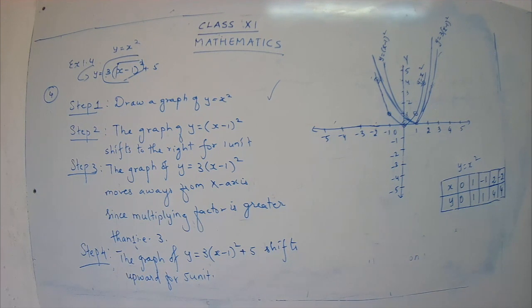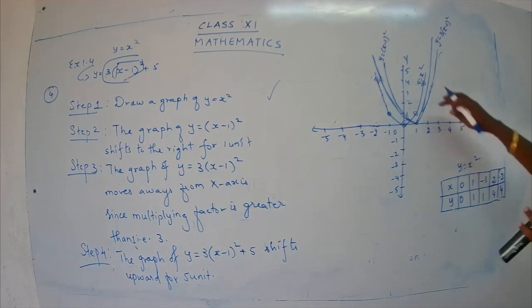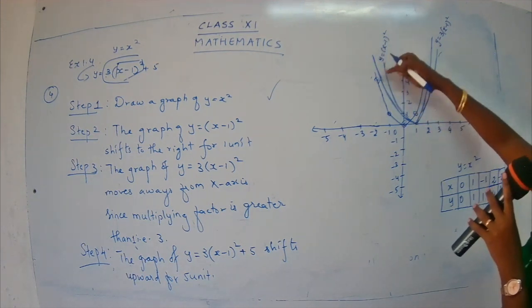Just see carefully, a small slight changes. You have to follow very slight changes. Have you done? So first we have drawn for y is equal to x square. Then we have shifted the graph for 1 unit towards the right and we got a new graph.